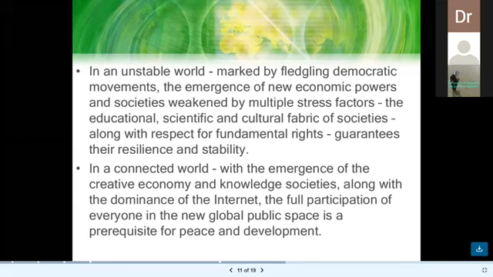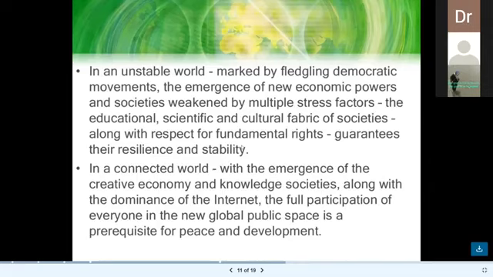Okay, so in a connected world with the emergence of the creative economy and knowledge societies, along with the dominance of the internet, the full participation of everyone in the new global public space is a prerequisite for peace and development. So nowadays, by using the internet, all should participate in all activities, environmental issues and world issues, mainly to promote peace and development of the nation. So all should participate in these issues.